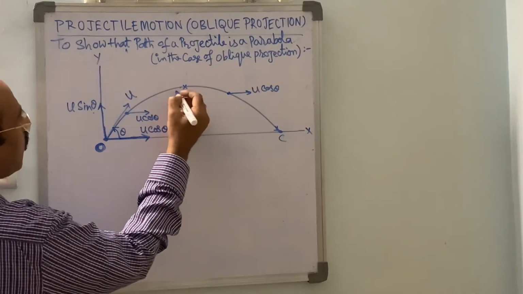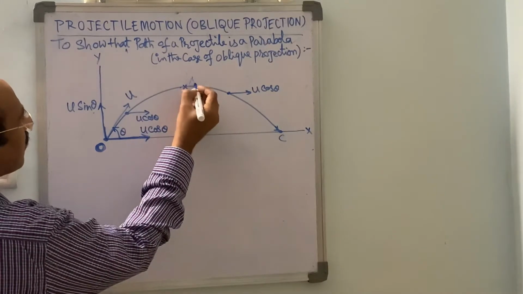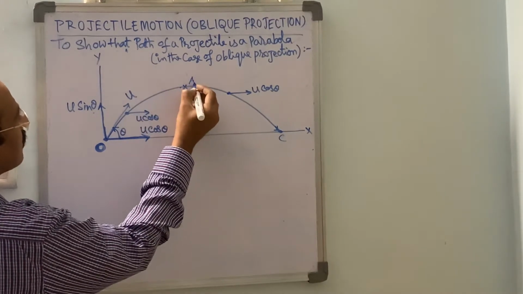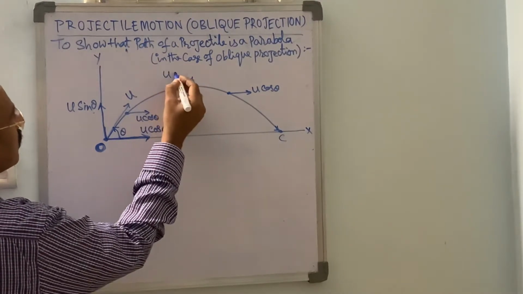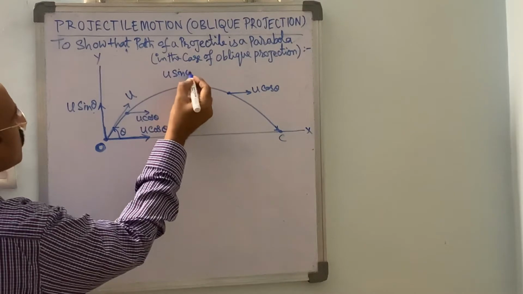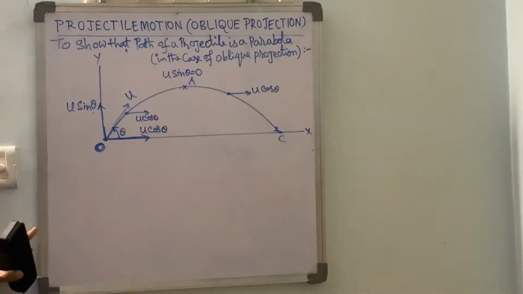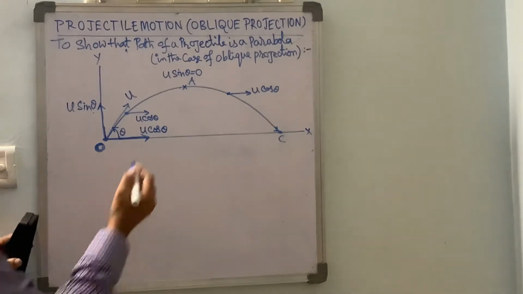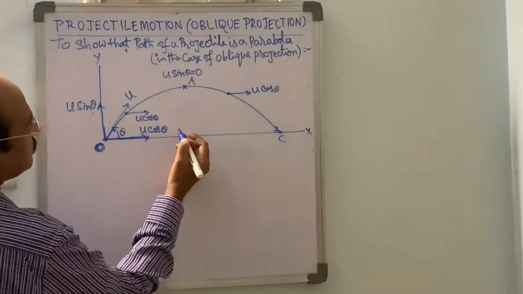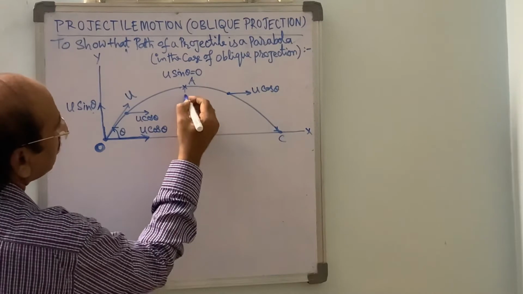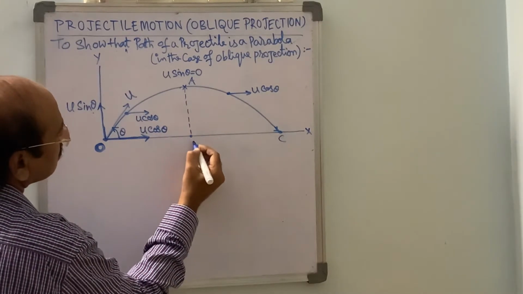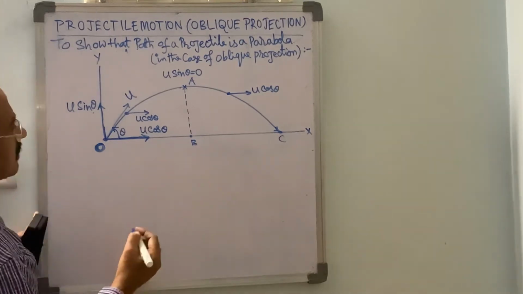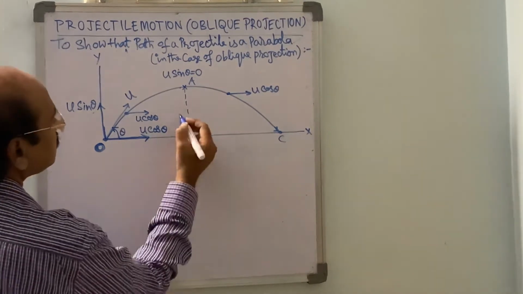zero at point A, where its vertical component of velocity becomes 0, which is known as the maximum height reached by that projectile. So when we draw the projection, this AB represents the maximum height.